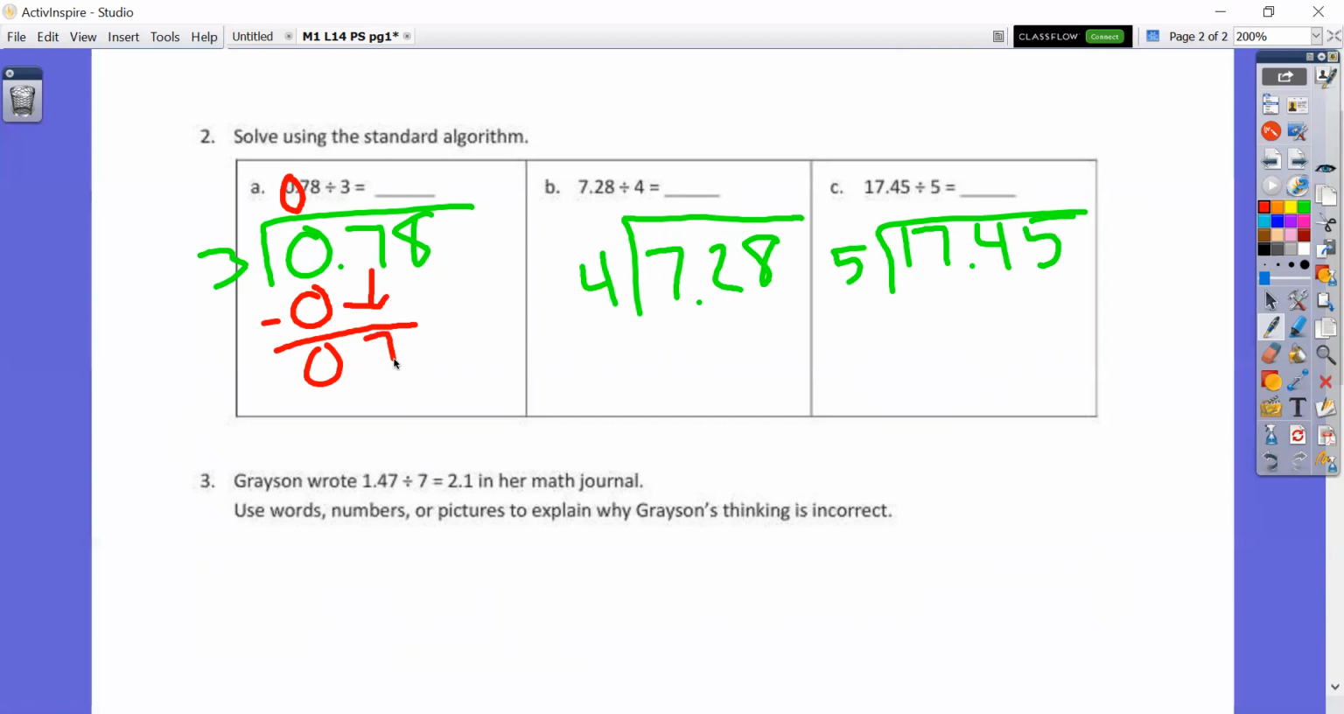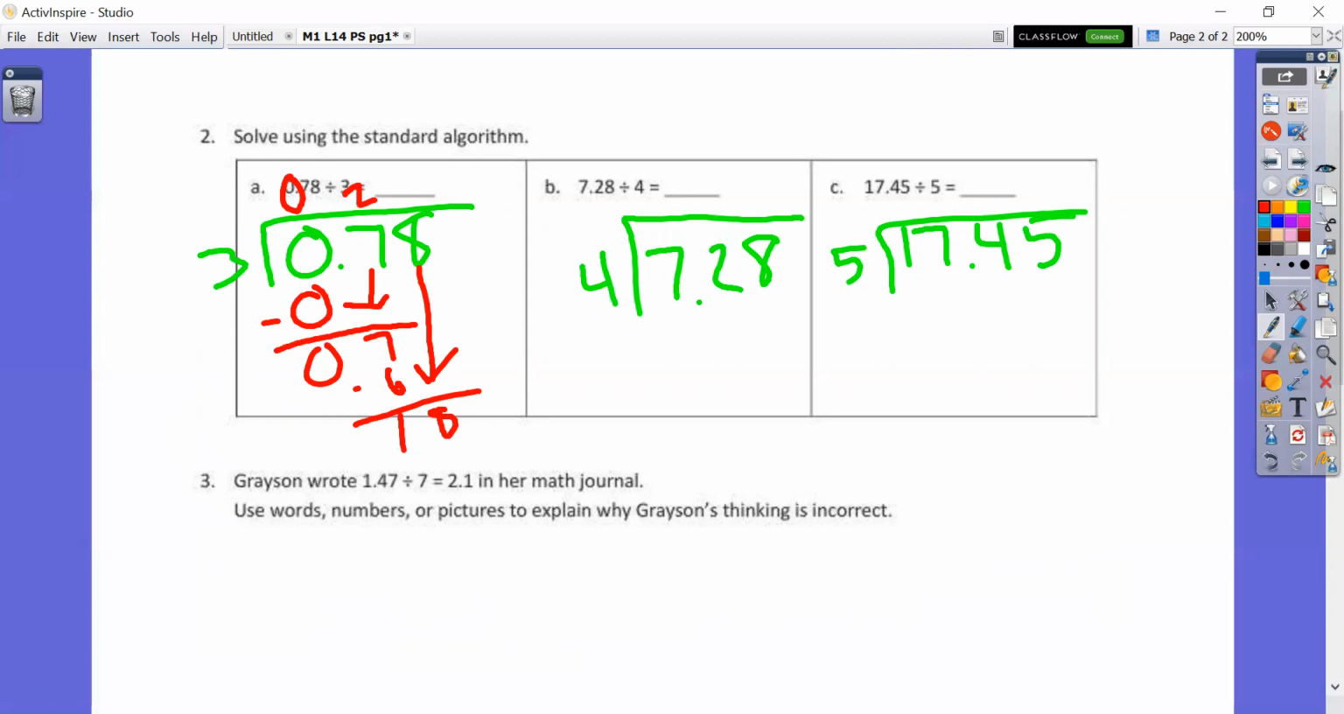How many 3s can I take out of 7 tenths? 3, 6. I can take 3 groups of 2 out of 7, which would leave me with 1 remainder. And I'm going to bring down my hundredths to represent or decompose it into hundredths. I'm now working with 18 hundredths.